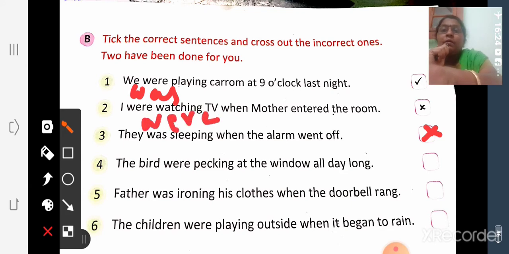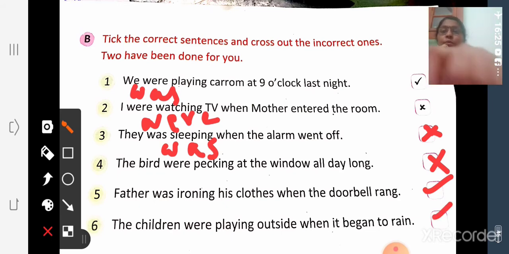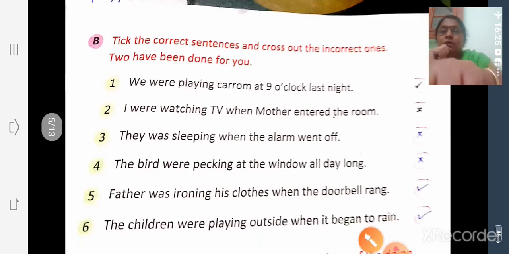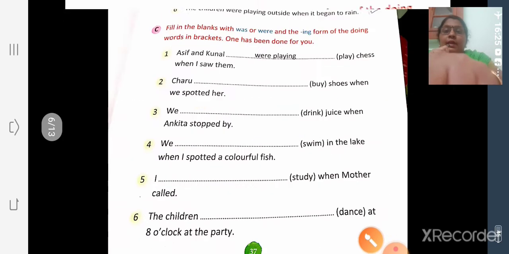The bird singular, so this is also wrong. The father was ironing his clothes, correct. Father is singular, so was ironing. The children were playing, children plural, so were, right. I have marked the answers here.